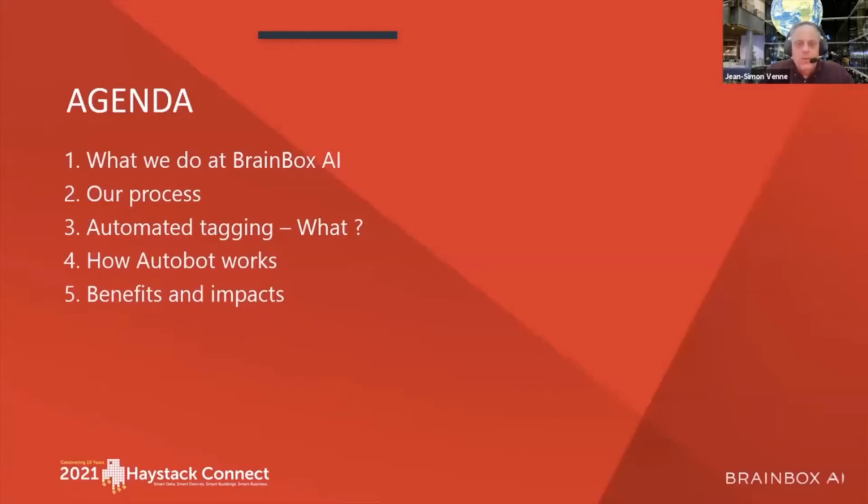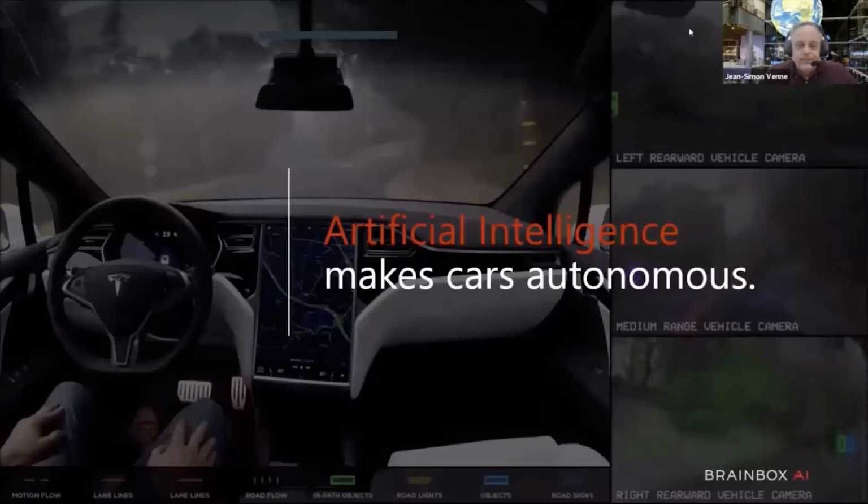So I want to talk to you about, first of all, what do we do at Brainbox? A quick introduction on our process and how automating tagging makes sense for us. And it's a tool that we call Autobot. So we're going to show you how it works. And at the end, just show you briefly the kind of benefit that we extract from that automation.